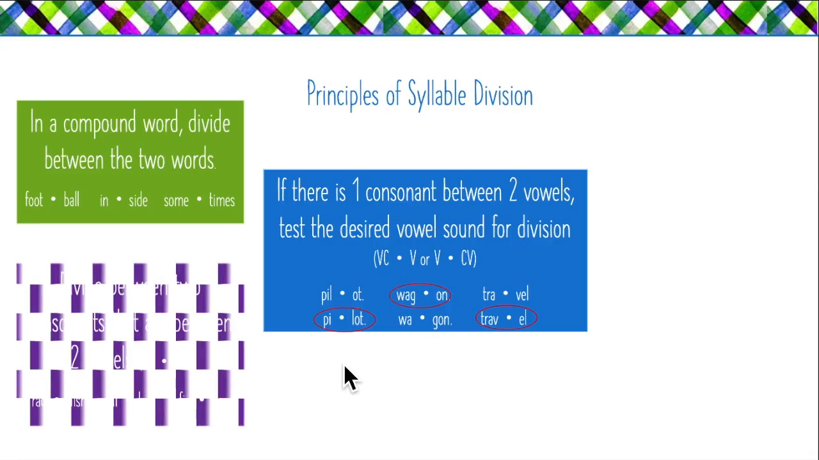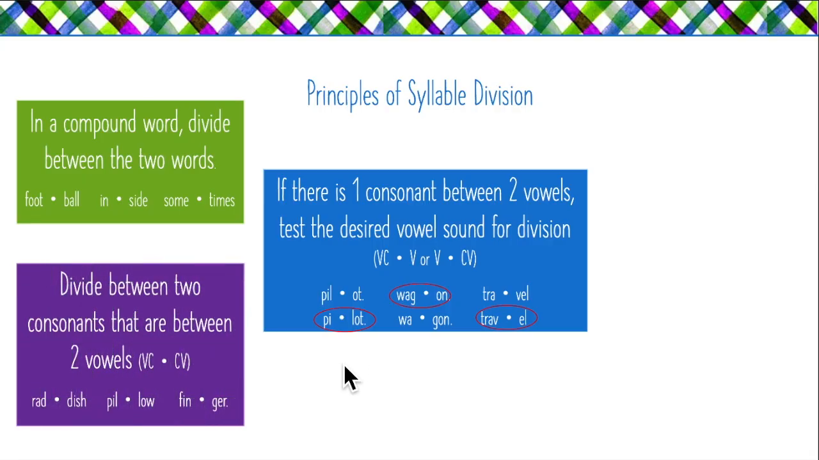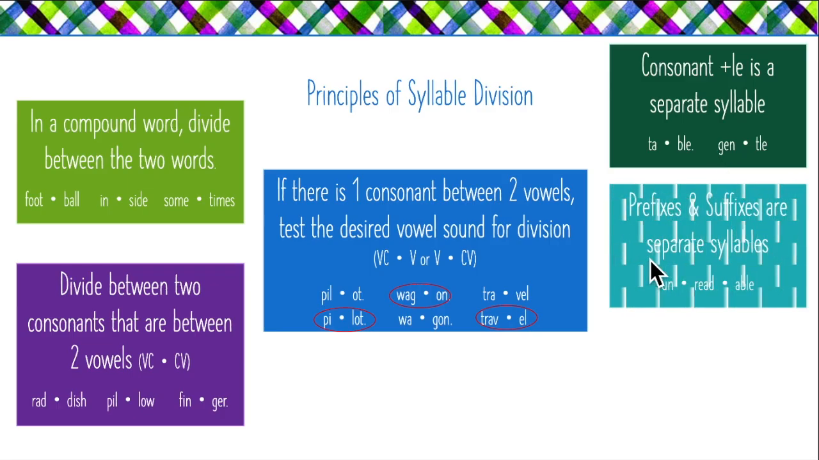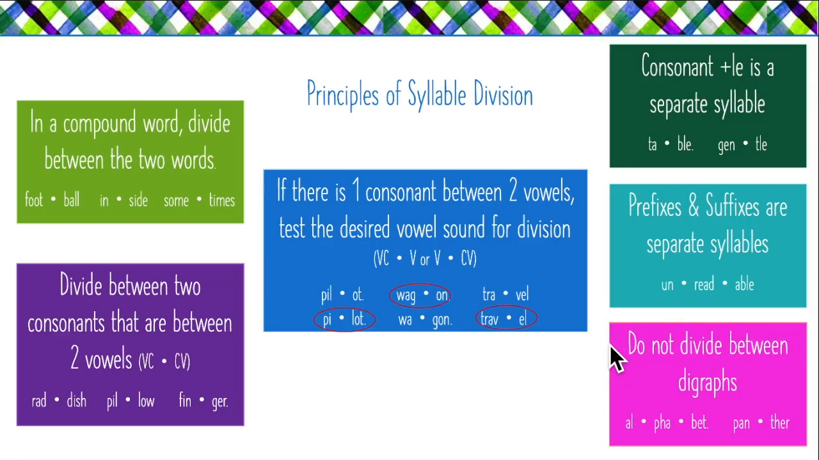Then, of course, you have between two consonants. This is one of the ones the kids like the best because it's easiest to see. That creates a short vowel in the first syllable. So between the two consonants is super helpful. And then you have consonant LE as its own separate syllable. It could be a short vowel in front. It could be a long vowel. You just know that the consonant LE is going to be its own syllable, and that can help determine what the vowel sound then says. Of course, prefixes and suffixes are their own syllables. And we do not divide between digraphs.